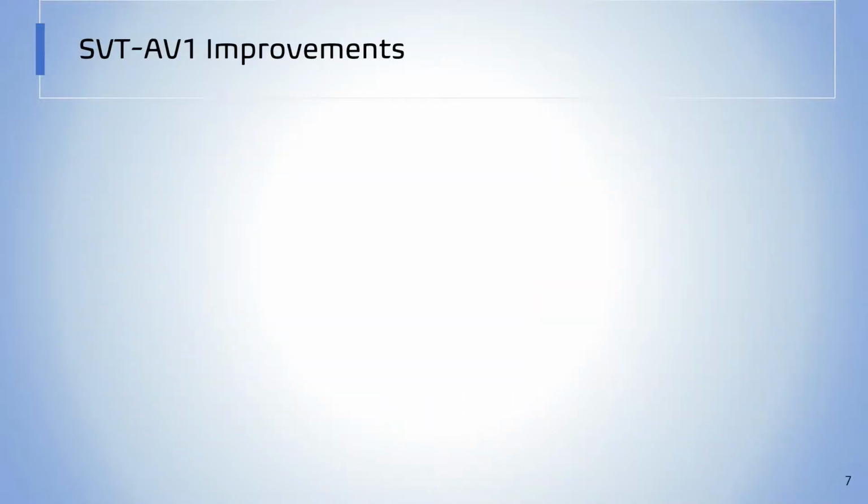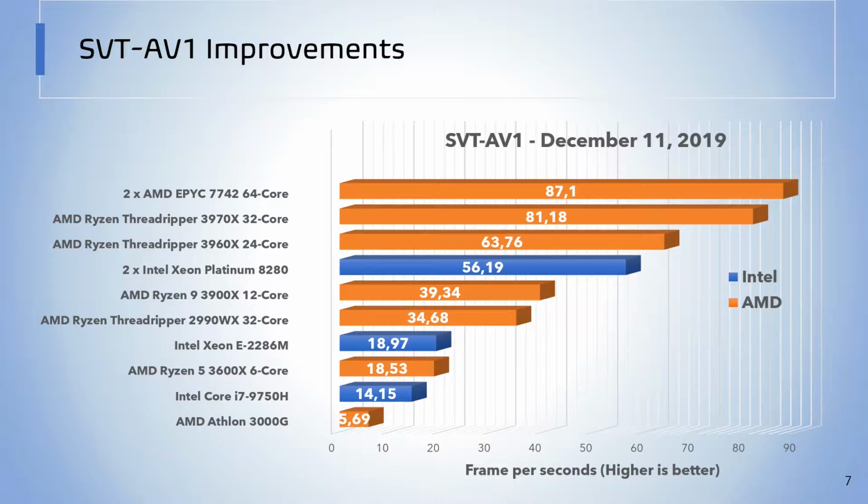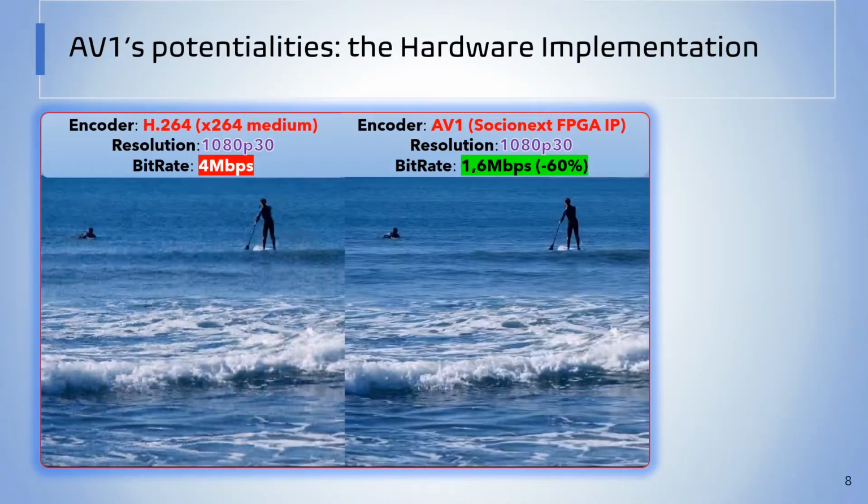Fortunately, speed optimizations continue to be made. For example, Intel in collaboration with Netflix developed an alternative library, SVT-AV1, which has much better performance, as we can see. However, unfortunately it's not enough. That's why it makes sense to implement AV1 in hardware.